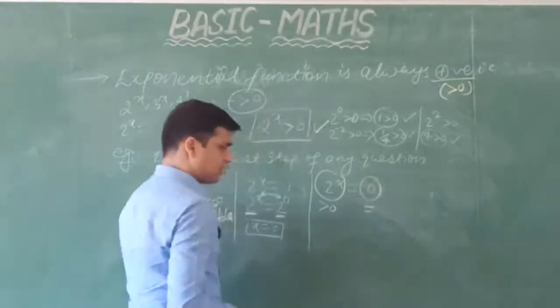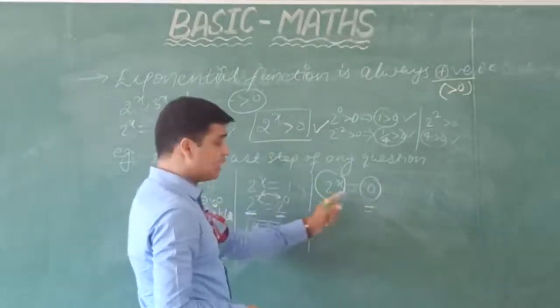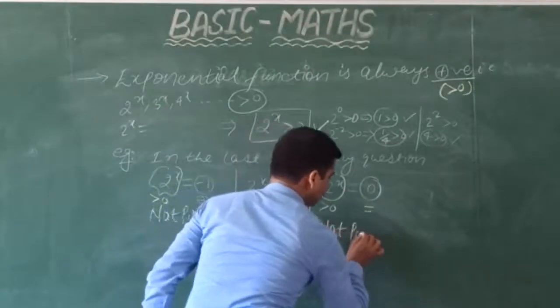So how is it possible? Not possible, because this LHS is positive and this one is 0 only, so never possible. Also this one is not possible.